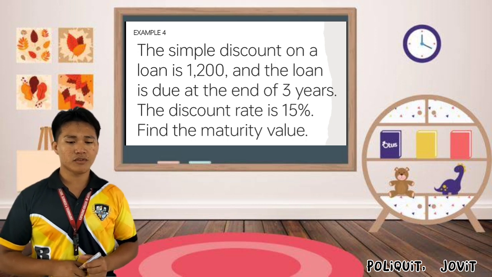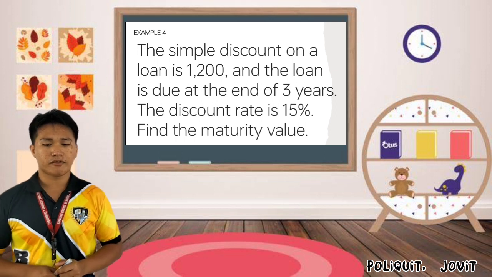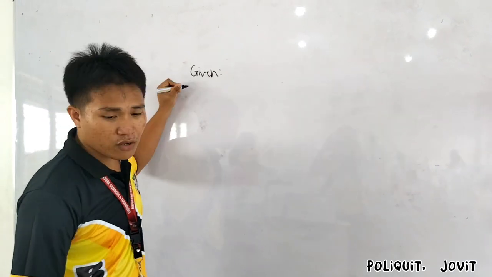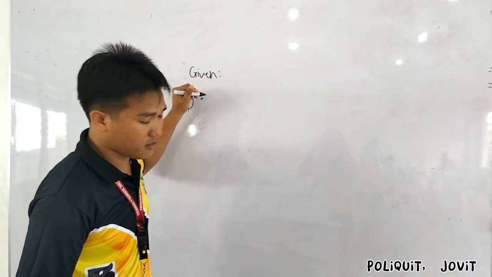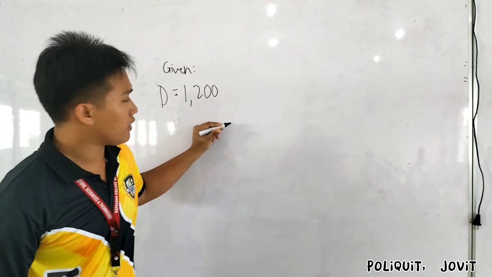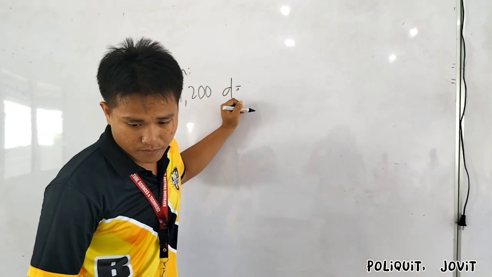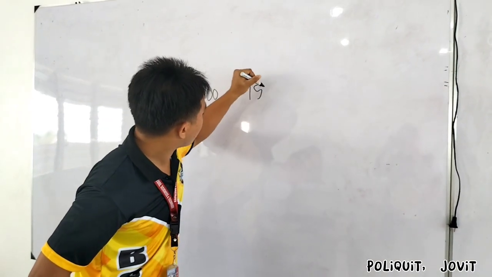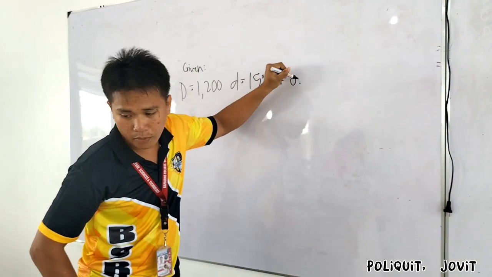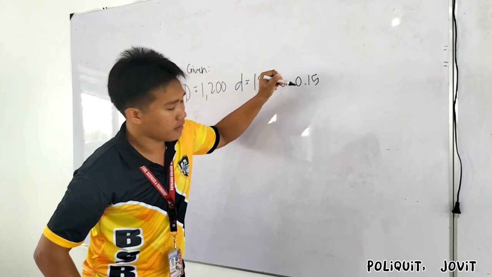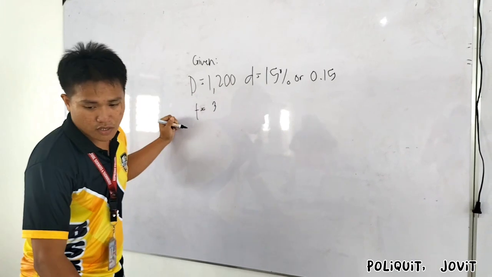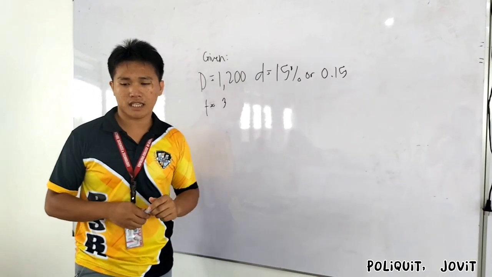Example 4. The simple discount on a loan is 1,200 and the loan is due at the end of 3 years. The discount rate is 15%. Find the maturity value. So, ang given is the discount is 1,200 and ang discount rate is 15% or 0.15. Then ang time is 3.